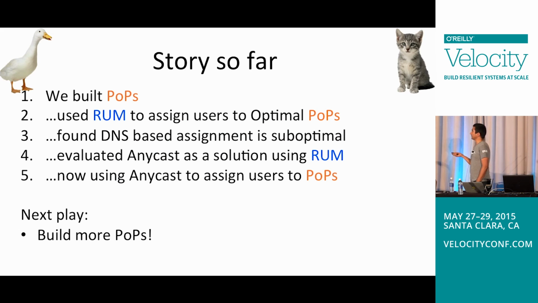Right, so let's recap again. What have we done till now? We built POPs, then we used RUM to assign users to the optimal POP, the best POP, but we found the DNS-based assignment was not optimal. So we evaluated Anycast as a solution. We found that global Anycast was not a good solution. So we came up with the regional Anycast solution, and now we are using Anycast to assign users to POPs. Awesome. So we figured out the problem of how to assign users to the best POP.